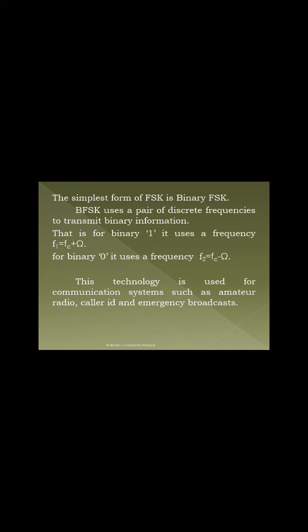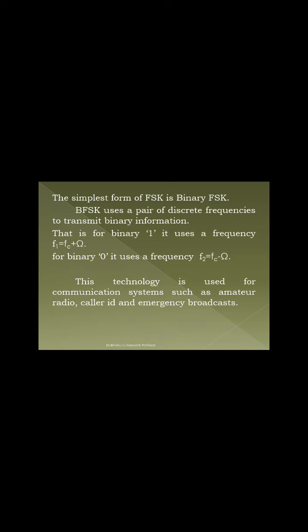One is the upper frequency: binary bit 1 will take F1, which is the carrier frequency plus omega. Binary bit 0 will take a lower frequency value. We call it F2, that is Fc minus omega.